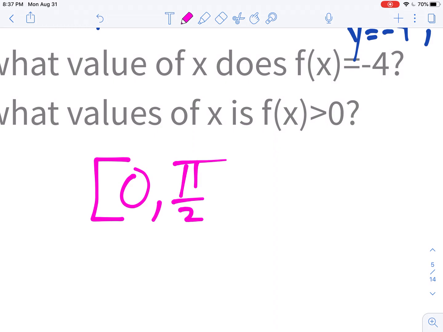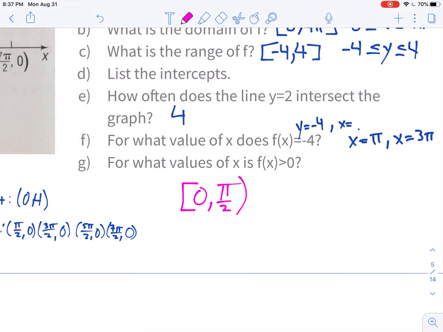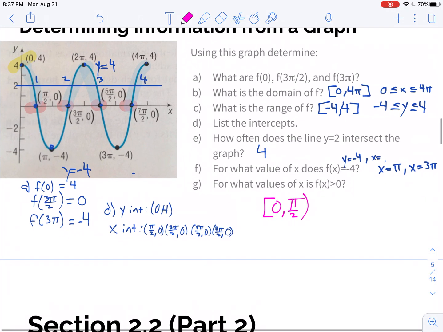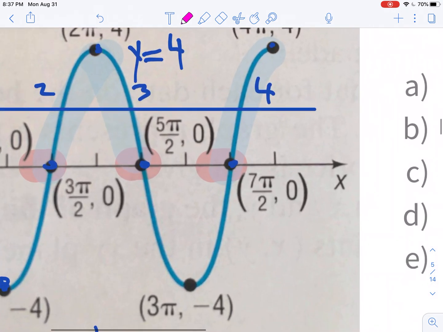Now, this is just greater than. It is not greater than or equal to. Because it is not greater than or equal to, I use a parenthesis. If this were greater than or equal to, then I would use a bracket as well. But again, it's just greater than 0. However, this is not the only interval. These are not the only x values where my y value is greater than 0.